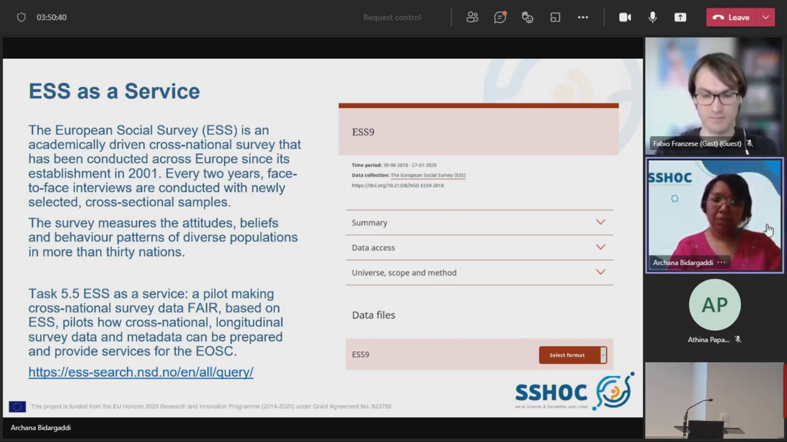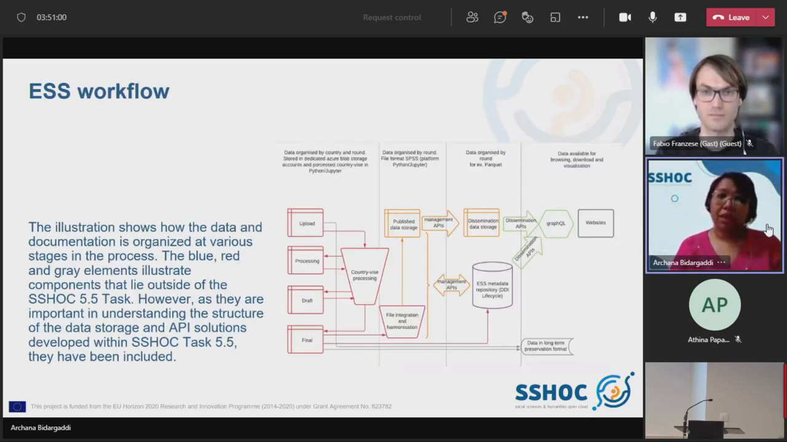And the whole purpose of ESS as a service is to achieve as much FAIRness as possible, both making it findable and accessible, and the cornerstone or the innovation part of it was to make it interoperable and reusable. Here, the ESS workflow, this is not part of the project. It is external to the project, but we still considered it holistically.